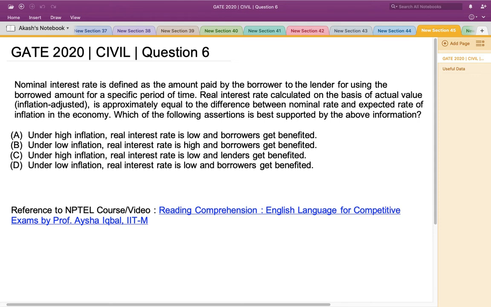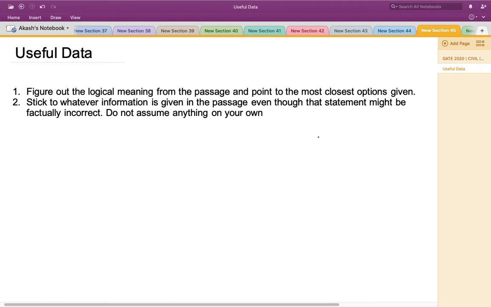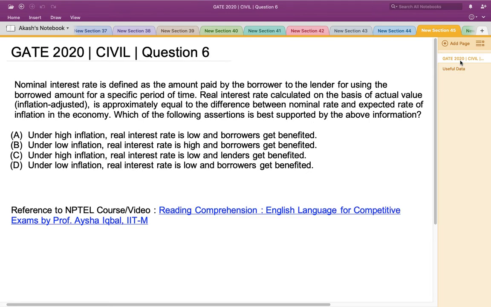Now, in this paragraph, we have been given certain points, and based on deductions from those points, we have to select the most appropriate option from the above information. In order to solve this question, let's have a look at the useful data. In such types of problems, we need to figure out the logical meaning from the passage and point to the closest option given, and we have to stick with whatever information is given in the passage. Even though the statement might be factually incorrect, we cannot assume anything on our own. So, with this idea, let's try to solve the problem.